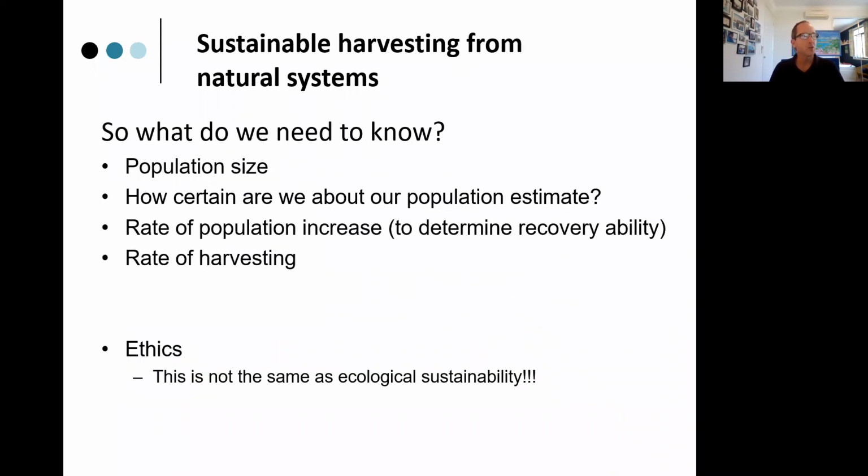So what do we need to know? Population size is obviously going to be important. How certain are we about a population's estimate? Estimating population size, invariably humans are pretty poor at, especially when they want to take from it. They'll often overestimate their population size or not realize that the populations are declining as fast as they are until sometimes it's too late. Then the rate of population increase. So you've got to return that ability to recover and ability to replace yourself.